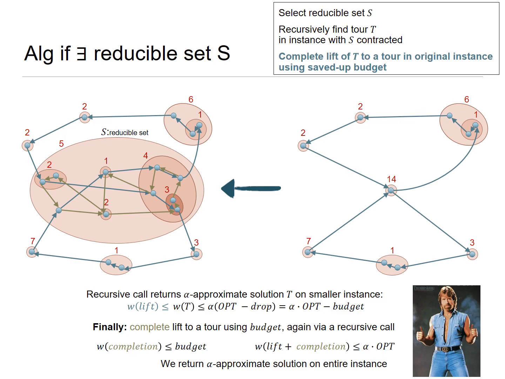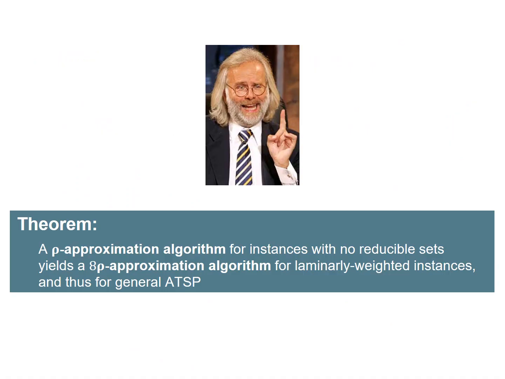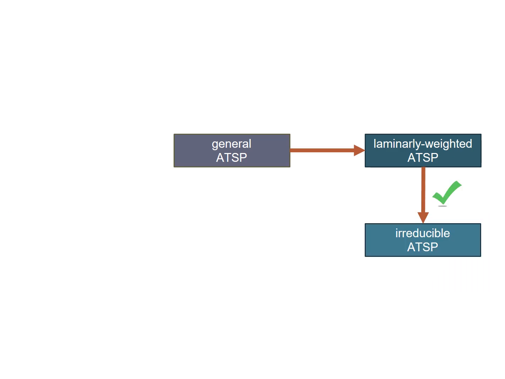So formally what we can prove is that if you have a rho approximation algorithm on instances that don't have such nice reducible sets, then you can get an 8 rho approximation for linearly weighted instances, and so for general placement. So we lose a factor of 8. Good. So we have seen a bit of this, and we have seen this reduction. Now, what do you do next in this chain?